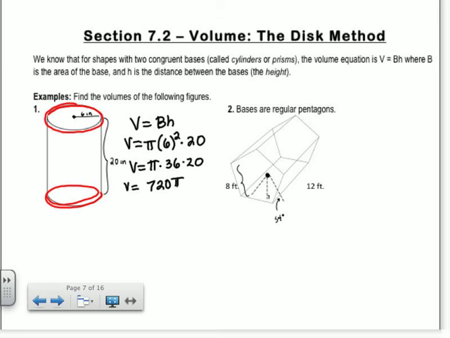What are my units? Inches. Inches cubed, right. So volume. That's it? Yep. Where's the integral? Haven't done it yet.